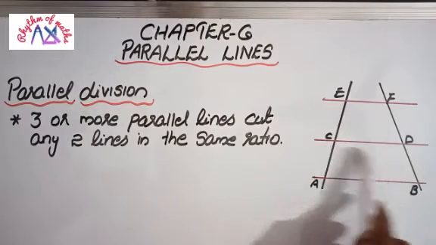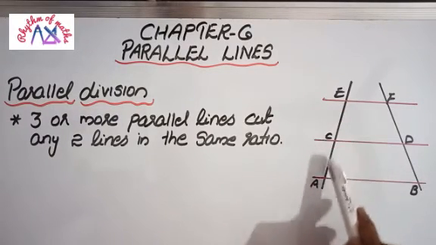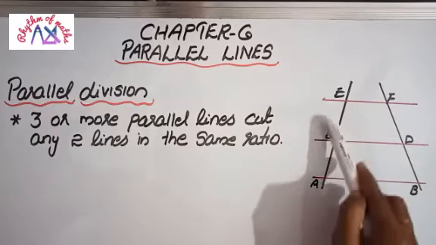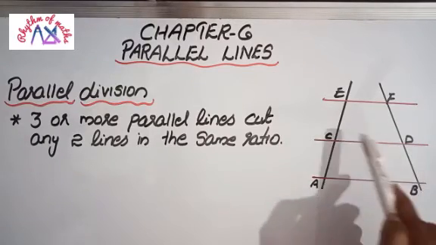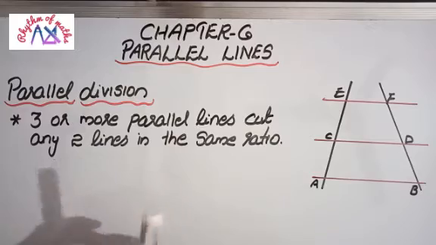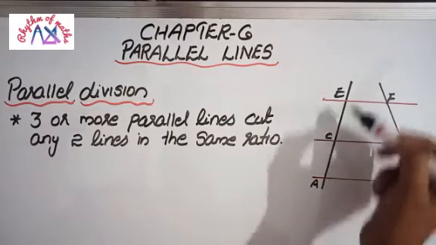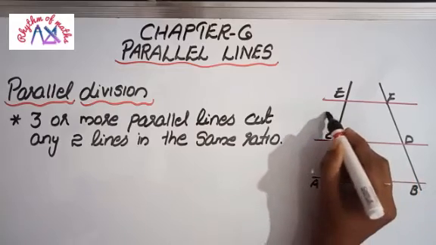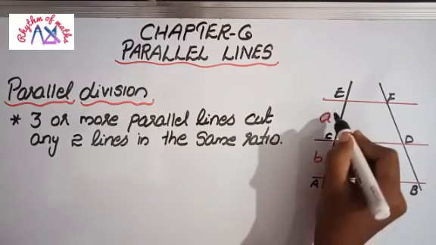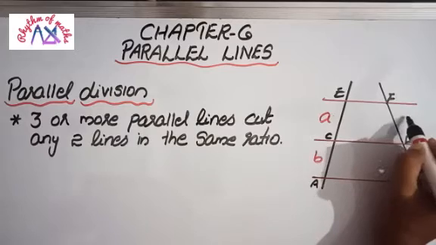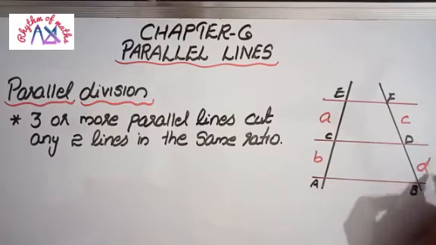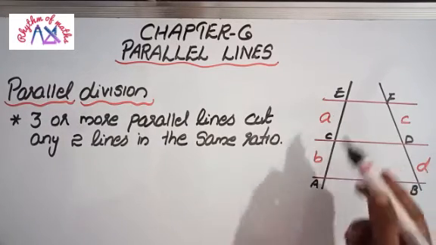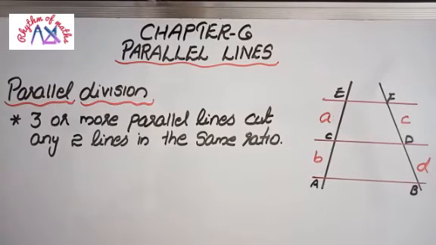When we draw these parallel lines, we will get parts. Two parts here and two parts here in this line. Three parallel lines cut the non-parallel line into two parts. This is the first two parts. Let's mark the parts as A centimeter and B centimeter. Here let's mark it as C and D. These are the two parts. These will be in the same ratio.